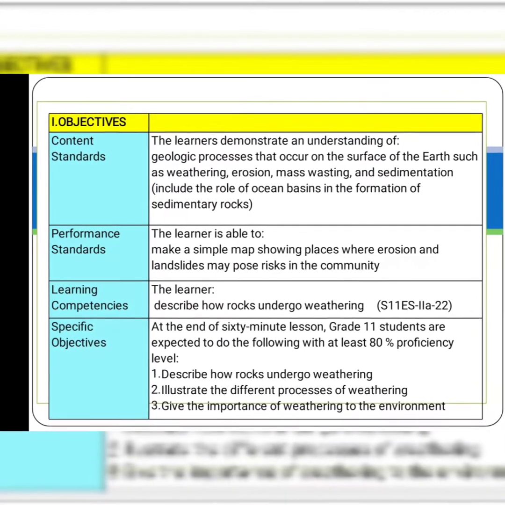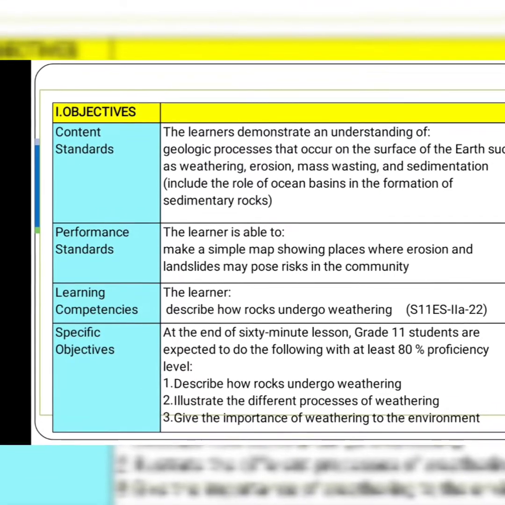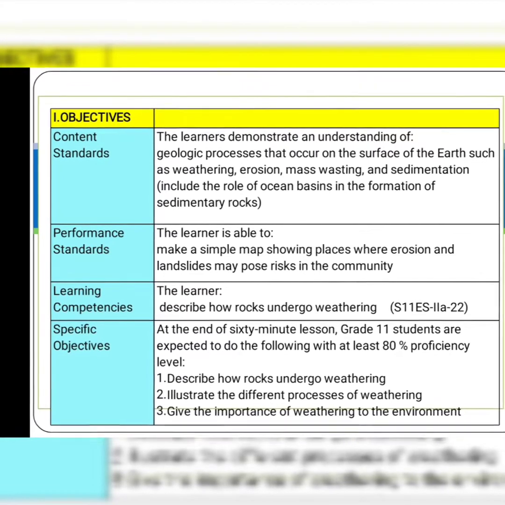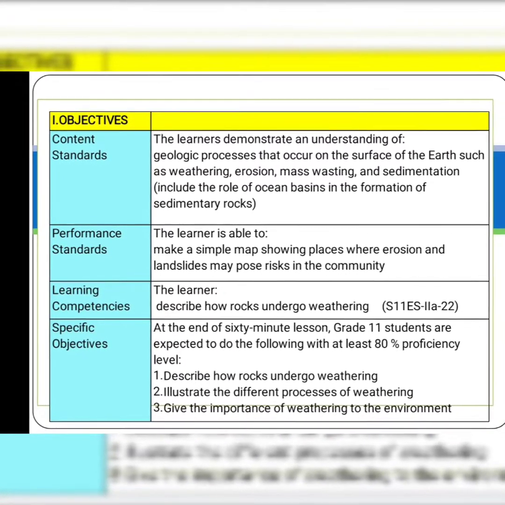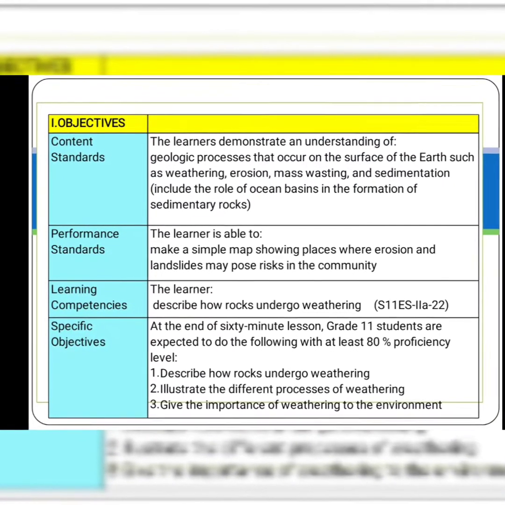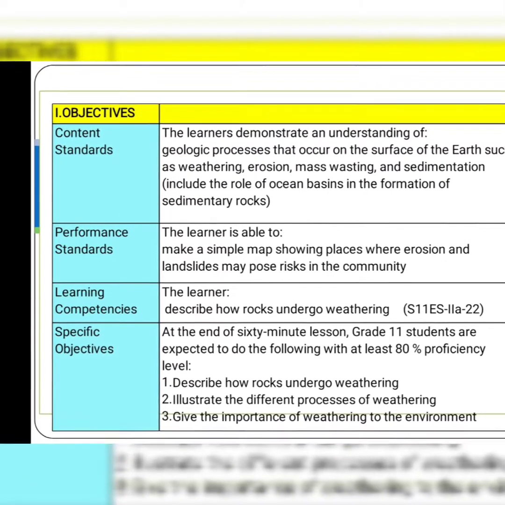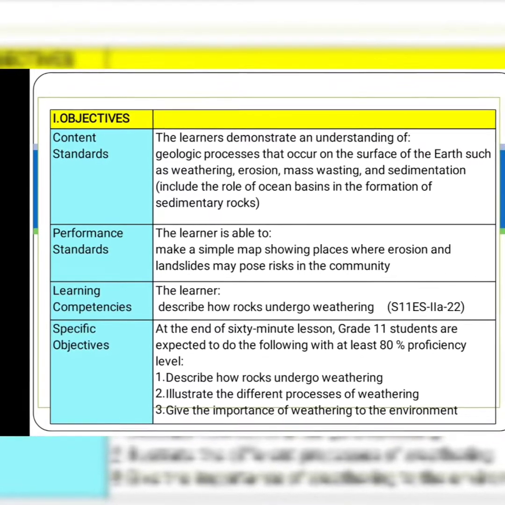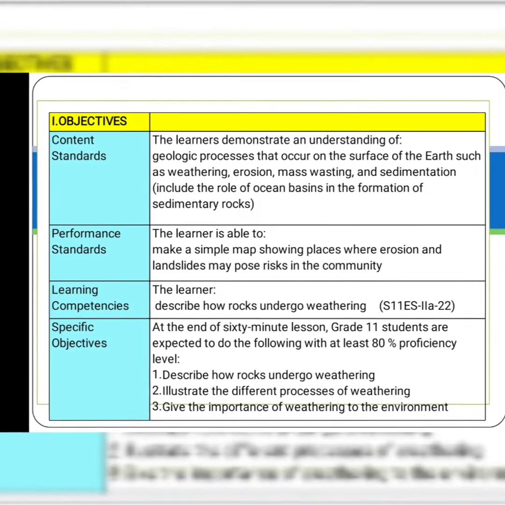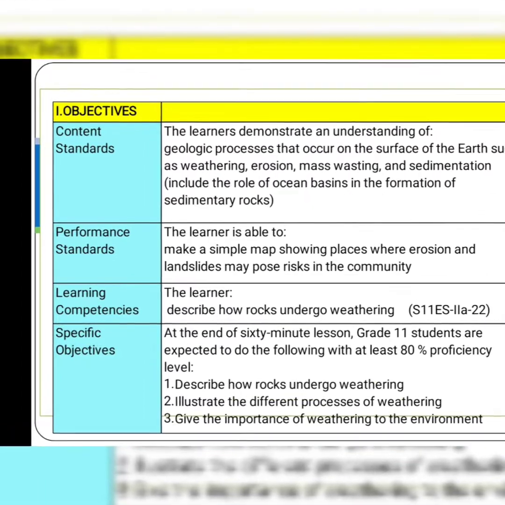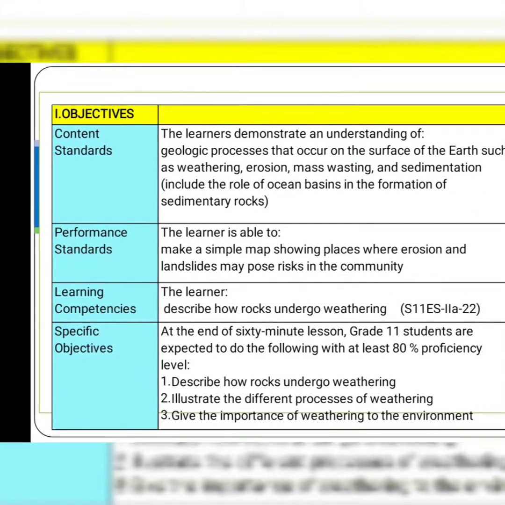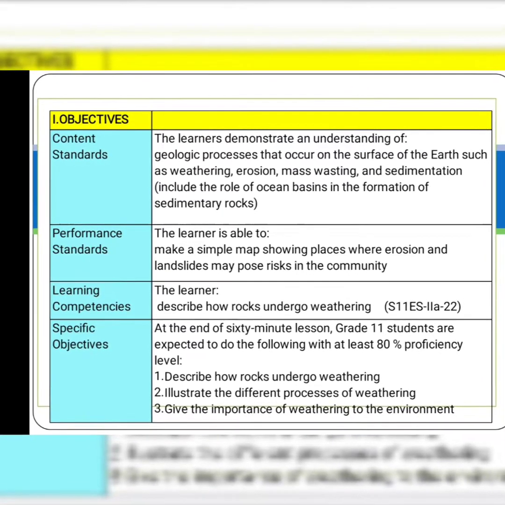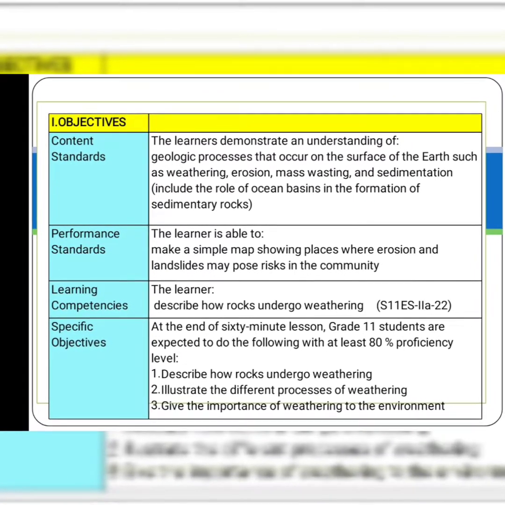Meaning, as a teacher, I have to set this standard that 80% of my students will learn the competency, 80% and above, not 80% below. Like if I have a 10 item test, my students should get a score of 8.